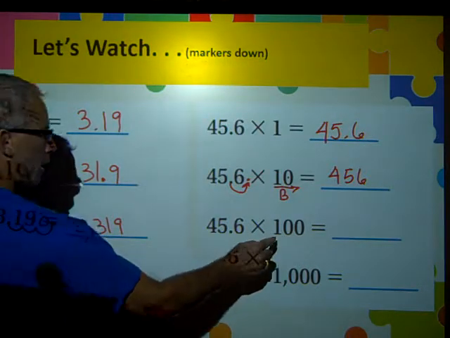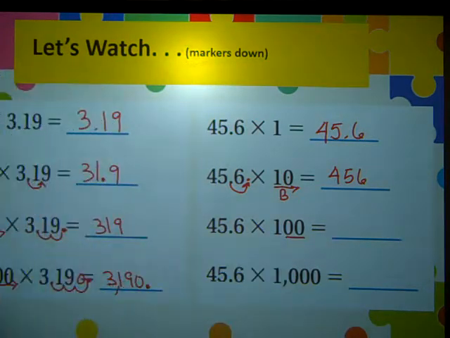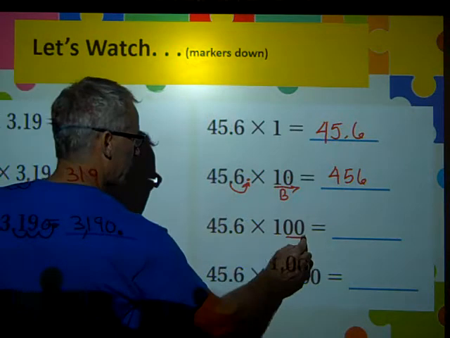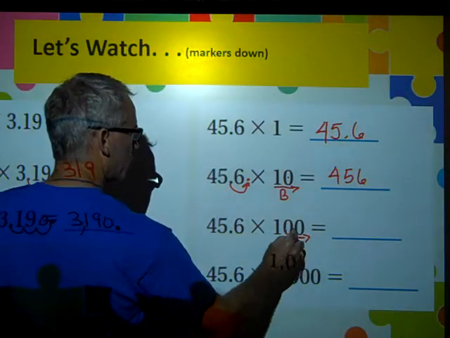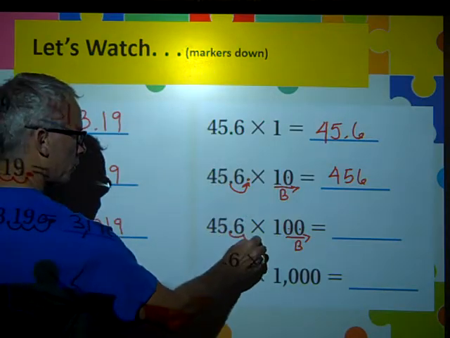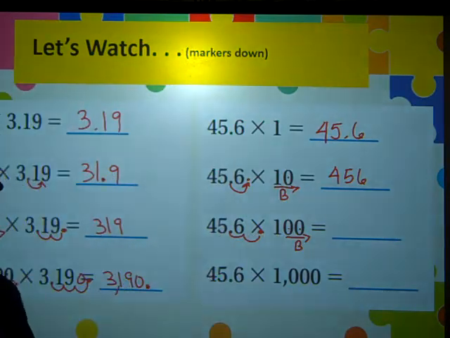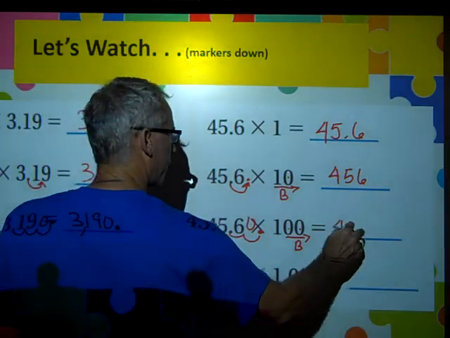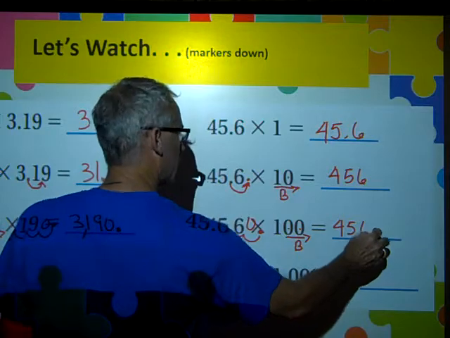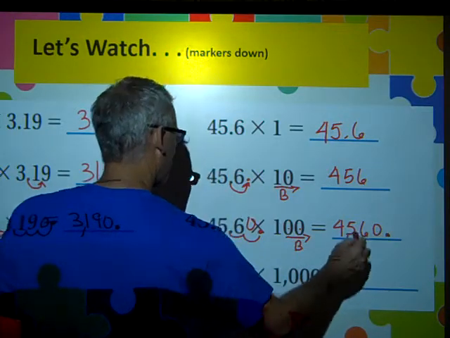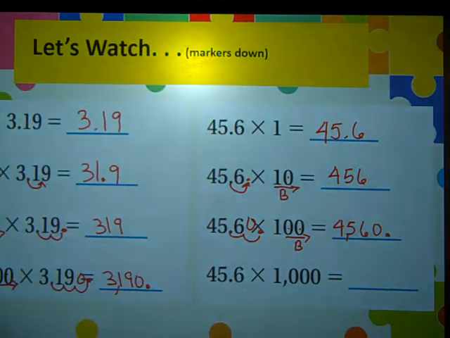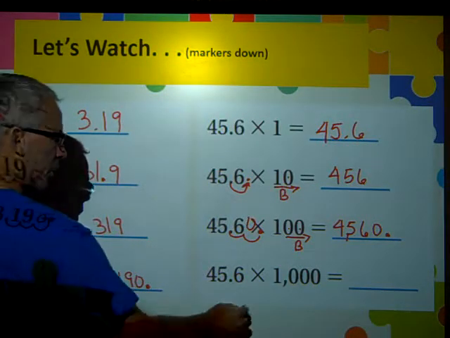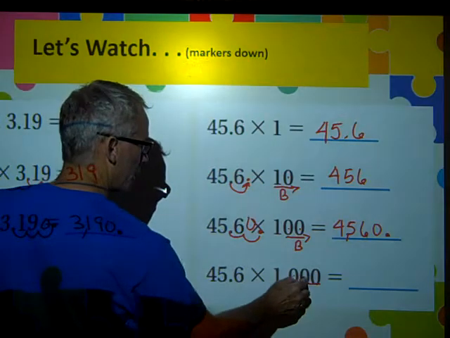So if I multiply by 100, how many times do I move the decimal? That's right, twice. Which way? To the right, exactly. Move it to the right to make the number bigger, 2 places. So 1, 2, this time made room for a 0, absolutely. So now I have 4, 5, 6, 0, the decimal on the end. Alright, 4,560.